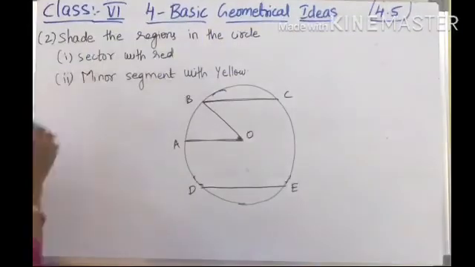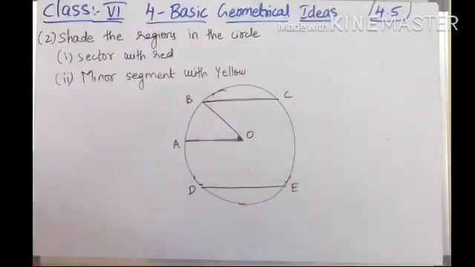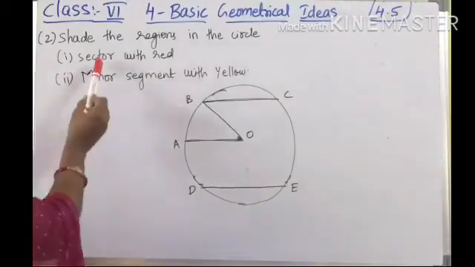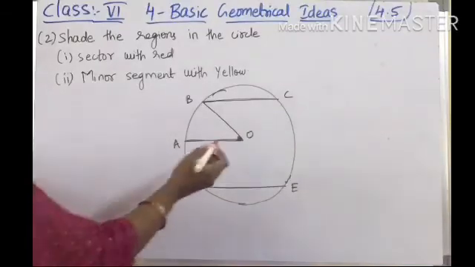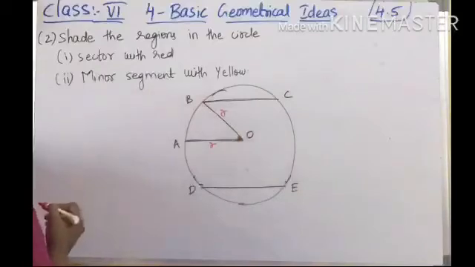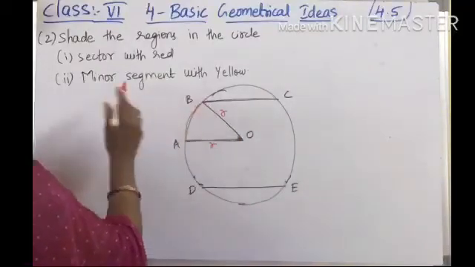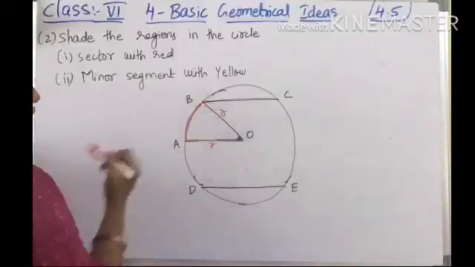Second question: shade the regions in the circle. Sector with red color, minor segment with yellow color. Here, what is a sector, children? A sector is the region enclosed by 2 radii and an arc. If you see this figure, from O to A it is 1 radius, and from O to B it is also 1 radius, and this will be the arc. So it is a sector. Two radii and an arc region will give you a sector.